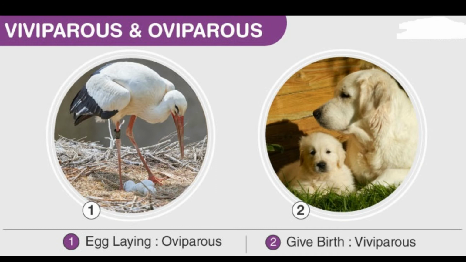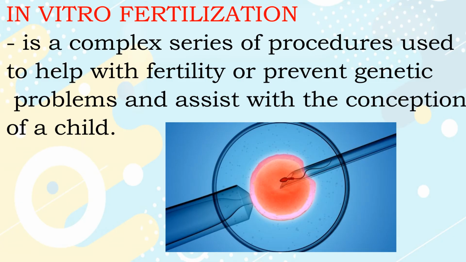For this one, we have the egg-laying animal, which is oviparous. And the second one, we have the dog, which is viviparous. This is a related lesson to our discussion. For an additional topic, let us talk about in vitro fertilization.